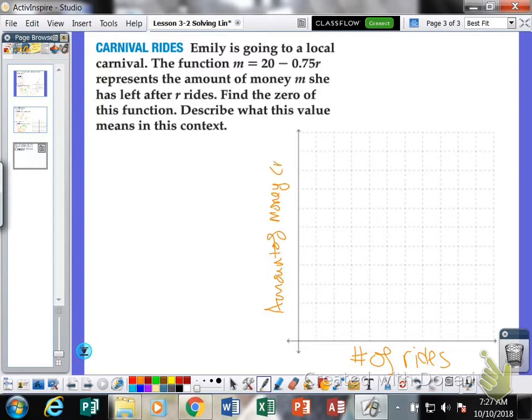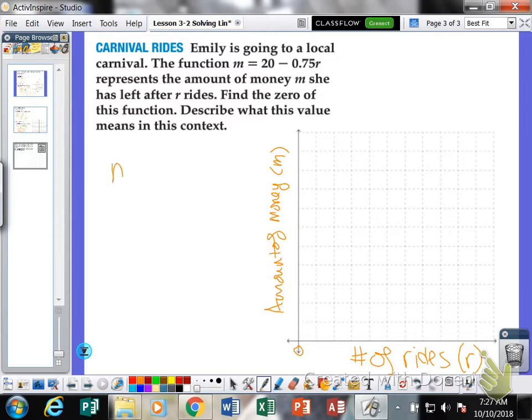And that is labeled as M. And this was labeled as R down here. So then what I've got to do is come up with a table of values and just see where this line goes. So obviously this is going to be 0. So I would start with 0.